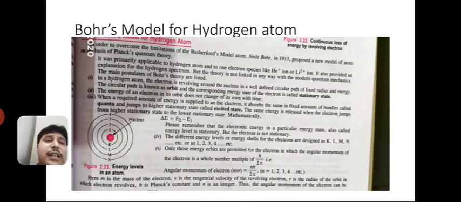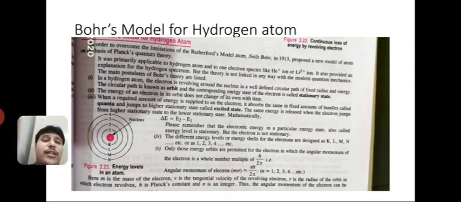Now this energy we can calculate with the help of the formula ΔE = E2 − E1, that is the total energy. Please remember that the electronic energy in a particular energy state, also called energy level, is stationary, but the electron is not stationary. Once again, remember that the electronic energy in a particular energy level is stationary, but the electron is not stationary.